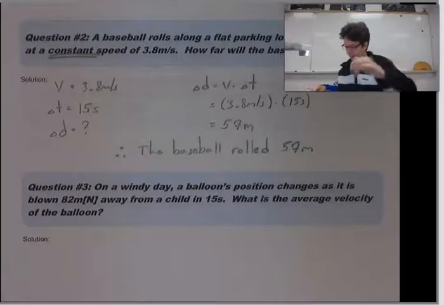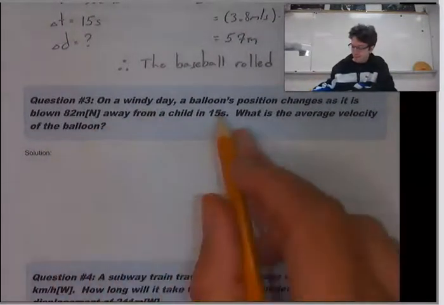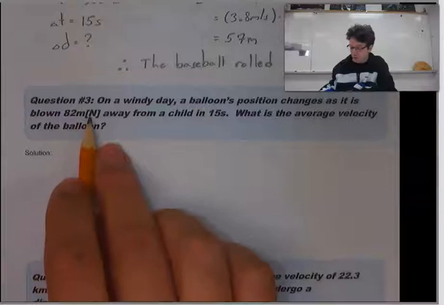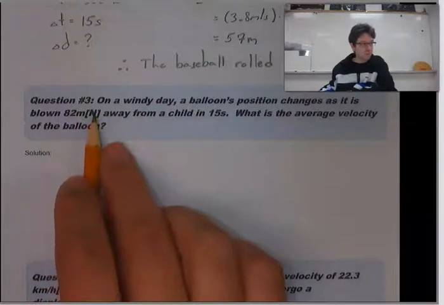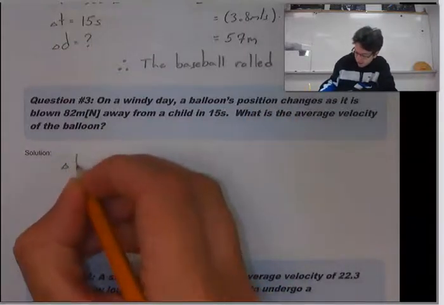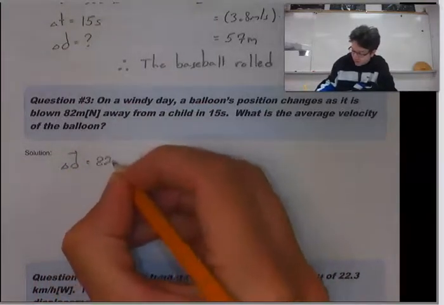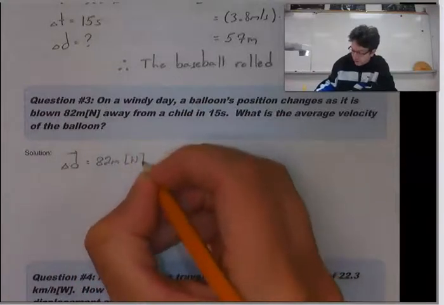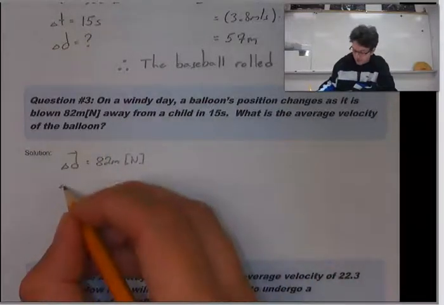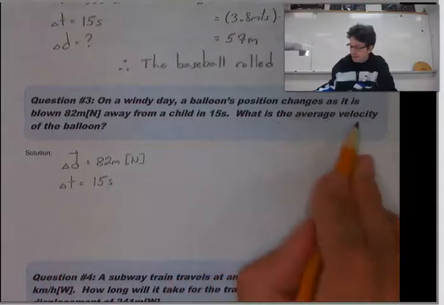We'll go back to our handout and we'll do number 3 together. Number 3 says, on a windy day, a balloon's position changes as it is blown 82 meters north. So notice that we now have a directional property. So this is a vector. And a change in position is our displacement. So let's write displacement, put the arrow, symbolize it as a vector, equals 82 meters, and in our square brackets we will write our direction, north. Away from a child in 15 seconds. So that's our time. What is the average velocity of the balloon?